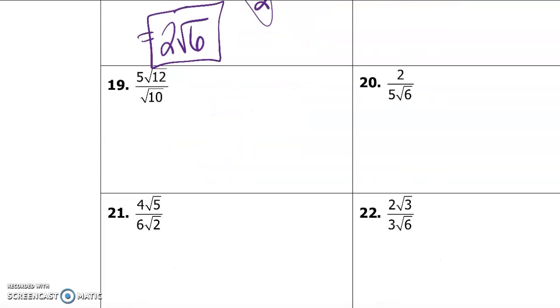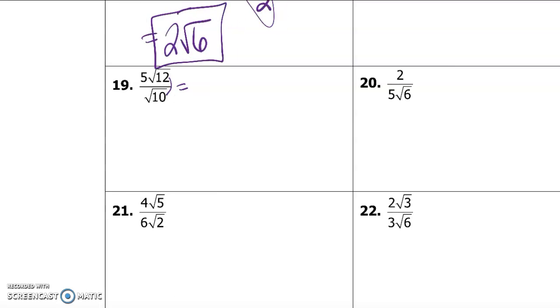There are 2 different ways to do 19. You could actually go ahead and multiply by the square root of 10 and the square root of 10. It just makes it a little bit longer. So if you want, you could simplify first. So 10 over 12 is 6 over 5. So I have a 5 and a square root of 6 and then a square root of 5.